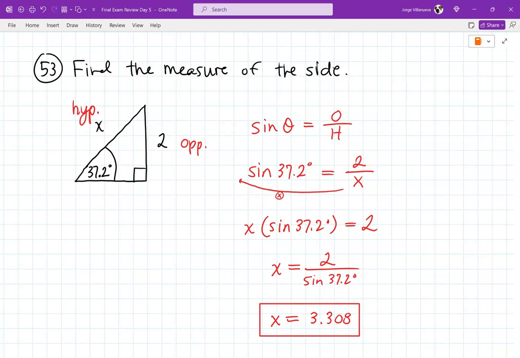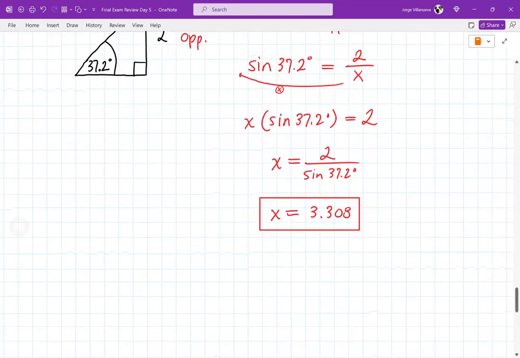Any questions up to now from 45 to 53? Anything you want me to maybe revisit, anything like that? Because we got 2 more and then we're done. All right.